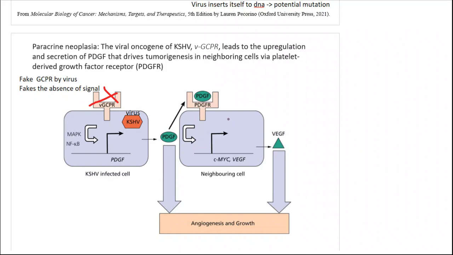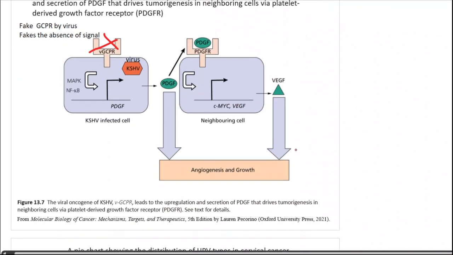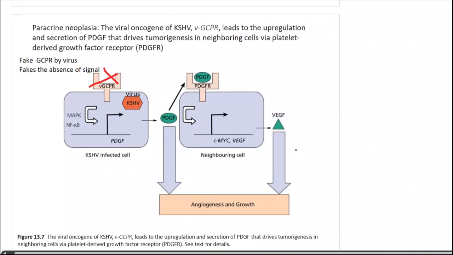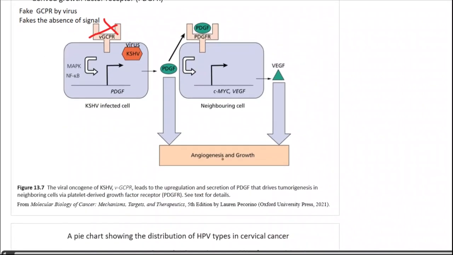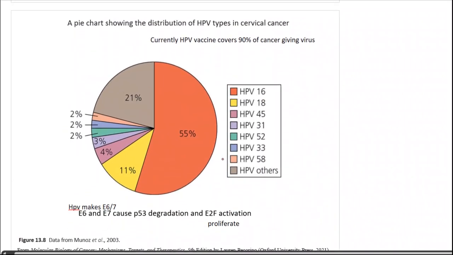and PDGF goes to nearby cells and binds to the receptor, and then they help make VEGF, which is the angiogenesis promoting molecule. So this virus causes angiogenesis. This is a different type of strain of HPV virus, but the good thing is the current vaccines cover about 90% of the cancer cases caused by the viruses, so that's great.